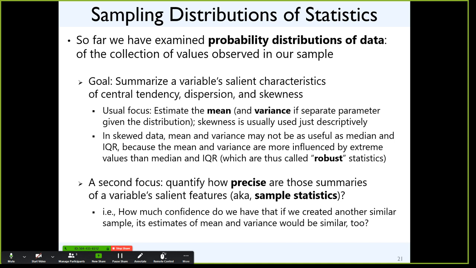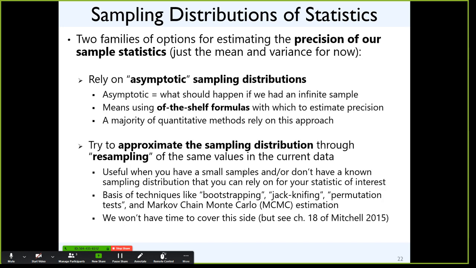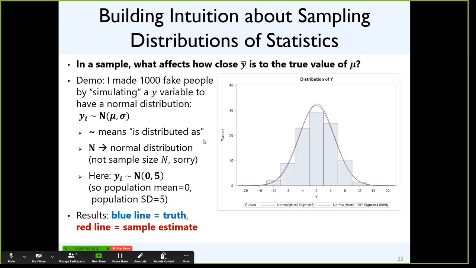Right, that's the question we're answering. Like, how certain are we that this is the thing that we can trust? And we're talking about this for the mean, but the same concept shows up in any other summary of your data that you're going to try to work with. A summary of your sample meaning a statistic. So we're going to rely on asymptotic sampling distributions to be able to quantify this. There are other ways, as I mentioned before.